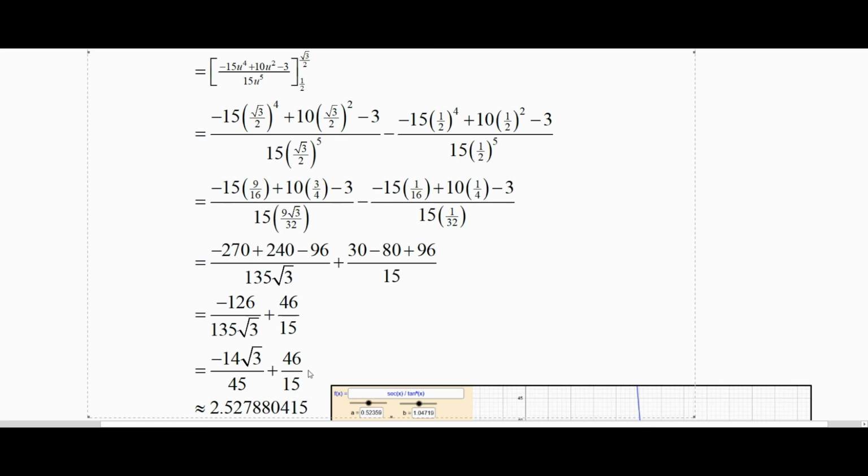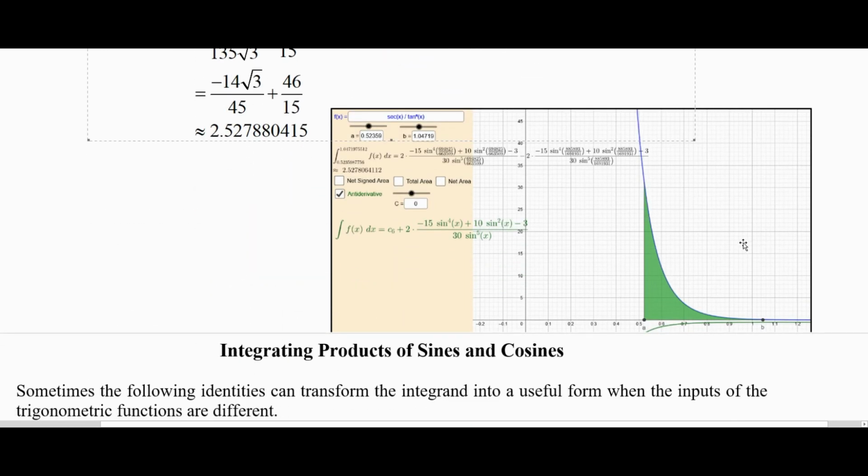46 over 15 doesn't reduce. So that's one good way to write it in an exact form. Plug that in a calculator and you can get about 2.5. 2.527880415. And let's check it and illustrate it with GeoGebra.